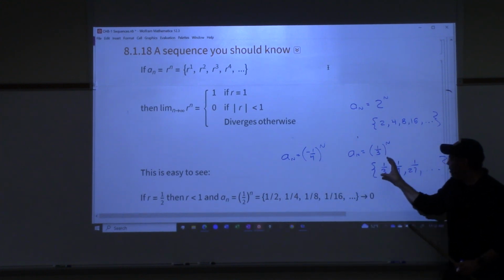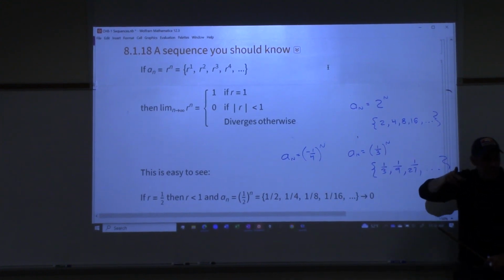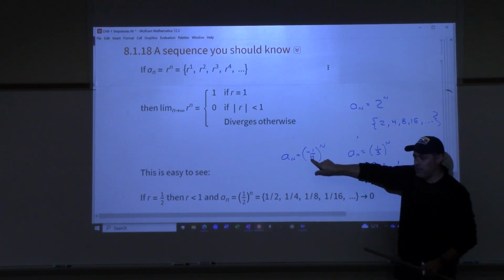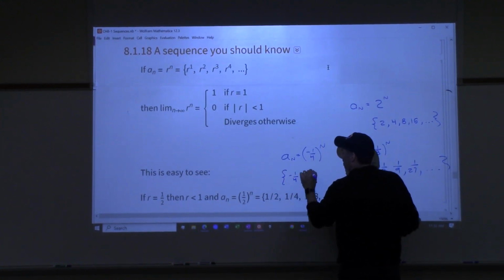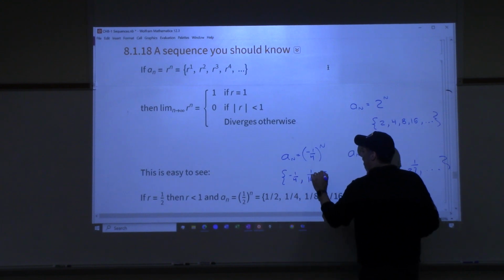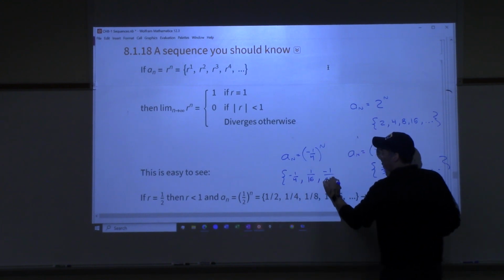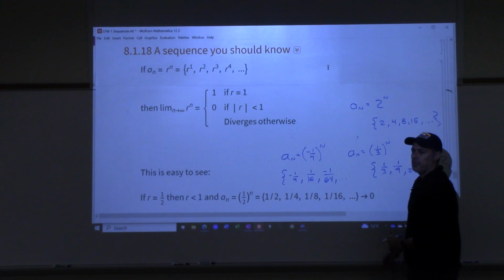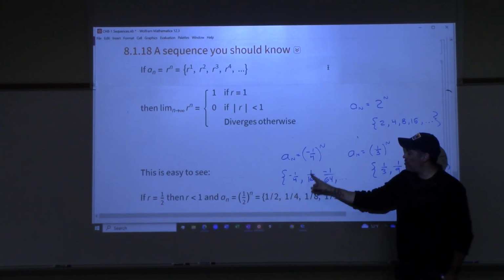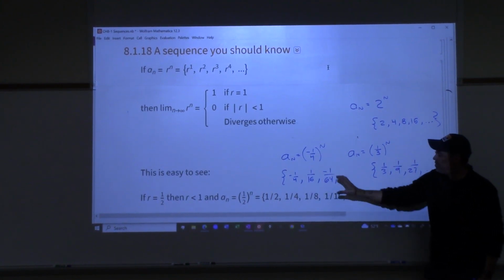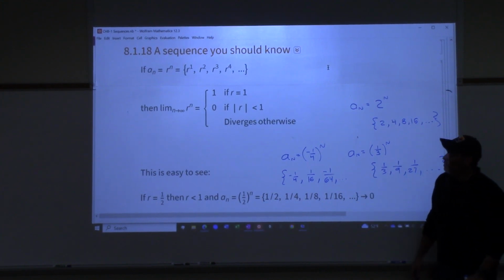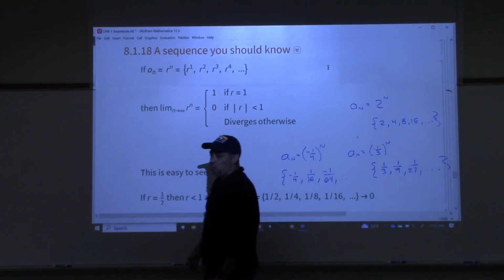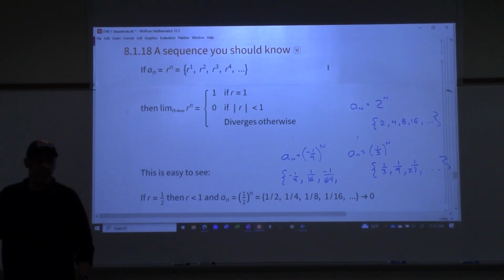And you can kind of think about what's happening to this, right? They're getting smaller and smaller. Now they are switching back and forth between positive and negative on this one. This sequence is negative 1/4, positive 1/16, negative 1/64, dot, dot, dot. You take that to the first power, square it, cube it. Do you see these are getting smaller and smaller? So if the absolute value of r is less than 1, you get convergence.